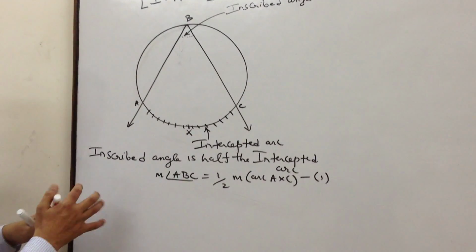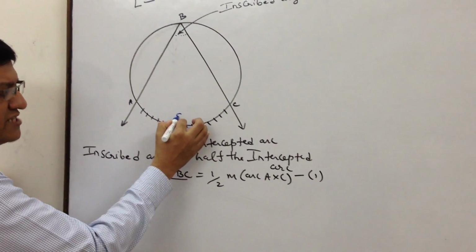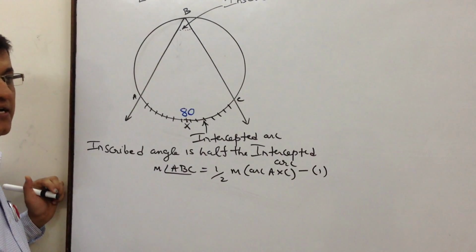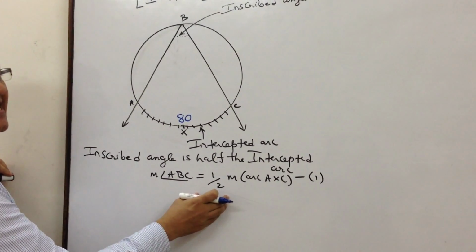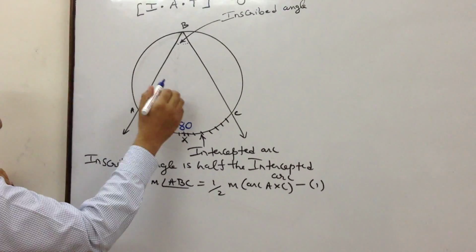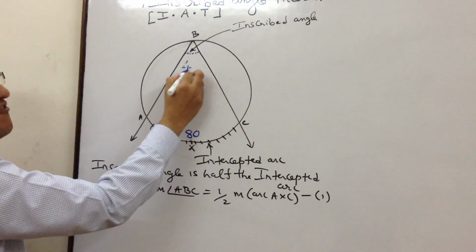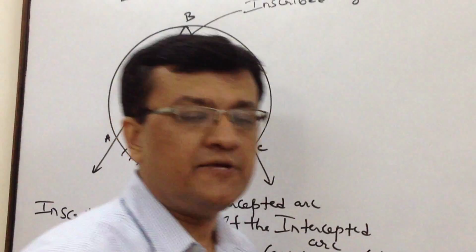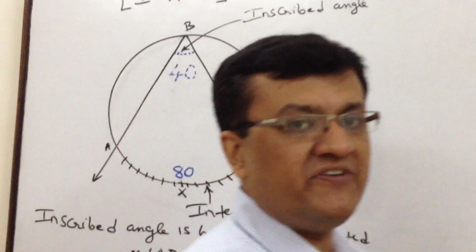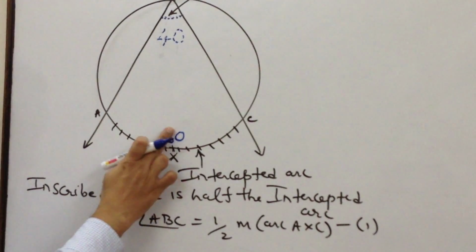If somebody gives me the measure of arc AXC as 80 degrees, then based on the inscribed angle theorem, IAT, the angle so formed over here is half of it. So the answer is going to be 40 degrees. By which you can say the inscribed angle is half the intercepted arc. Absolutely true as far as vice versa is concerned.